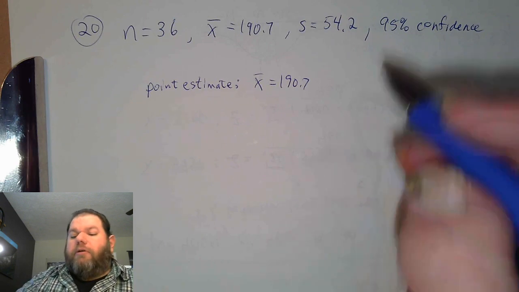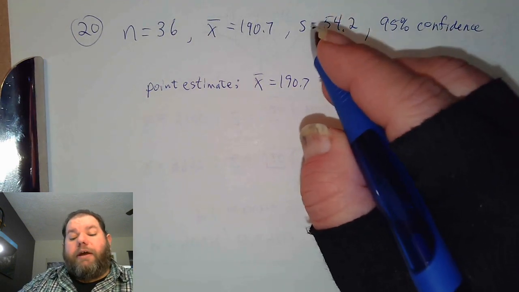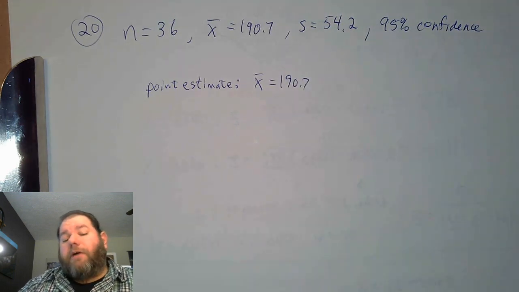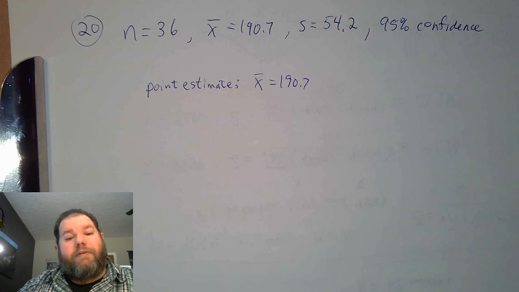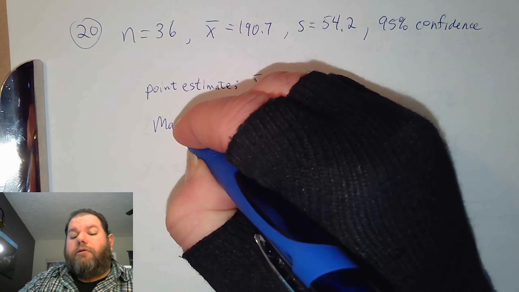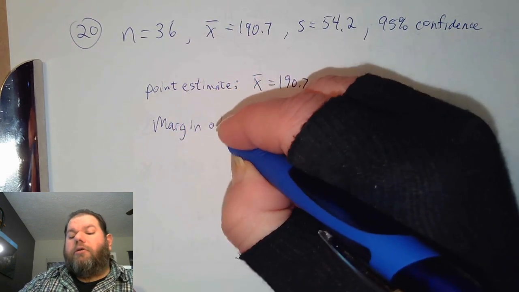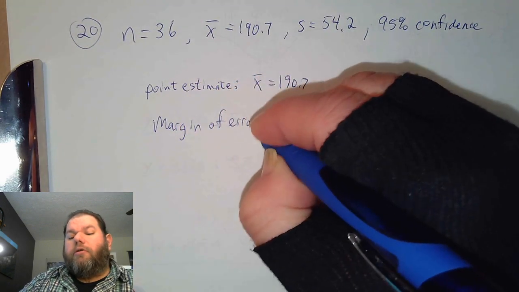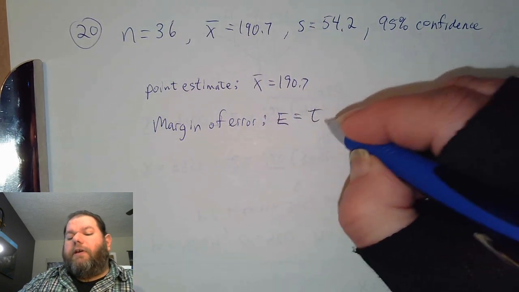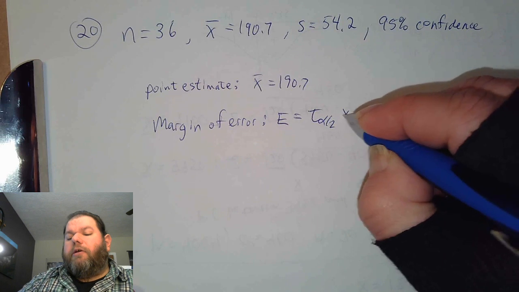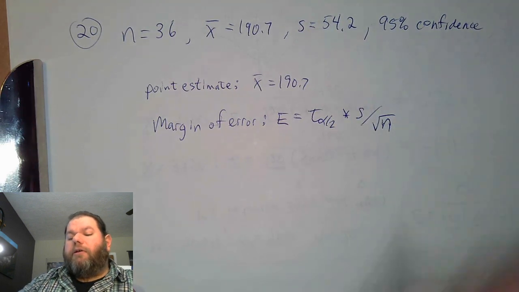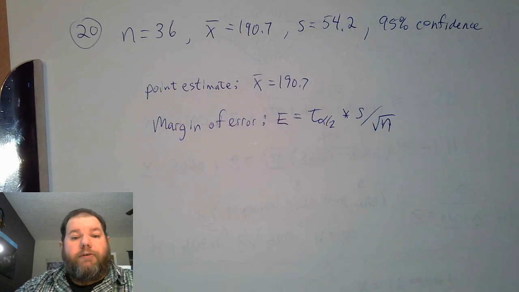Now, notice we have S. We do not know the population standard deviation. Instead, we have the sample standard deviation. So our margin of error is going to be E equals T alpha over 2 times S divided by square root N. Same formula we just used on test 3.